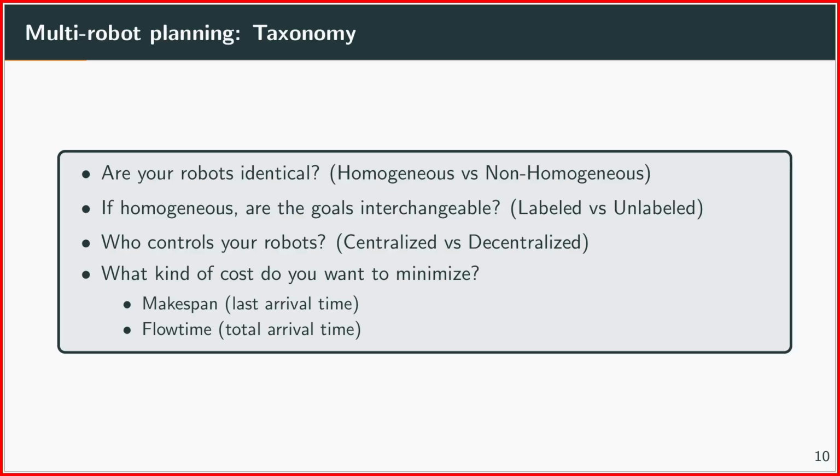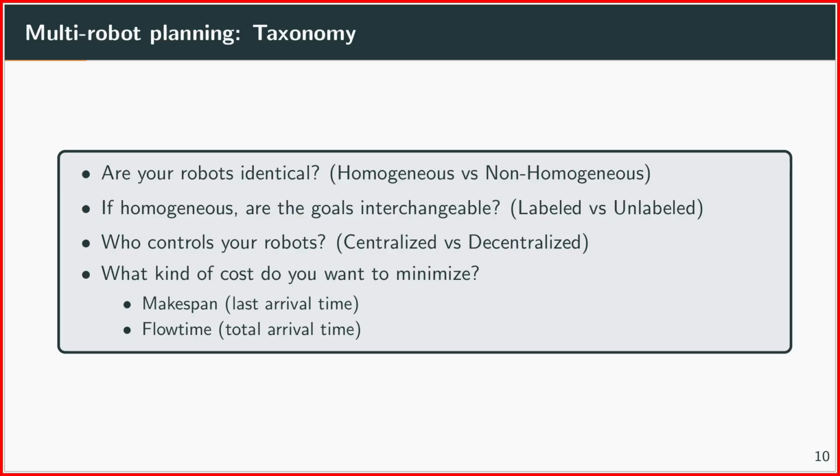Then also, if the robots are the same, if it's a homogeneous problem, the question is whether the goals are interchangeable. So this brings us to labeled versus unlabeled motion planning. And then also a question, who controls your robots? You could have one centralized entity which controls all the robots, or it is more decentralized, where some or all the robots are actually controlling themselves and moving themselves in the environment.